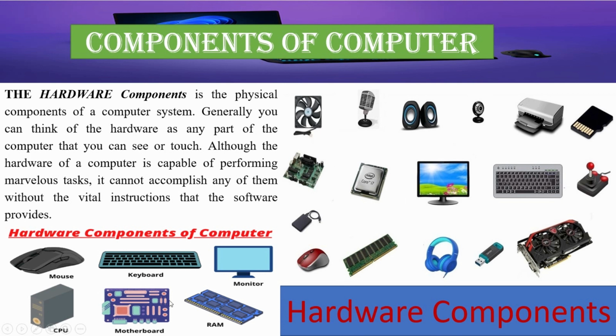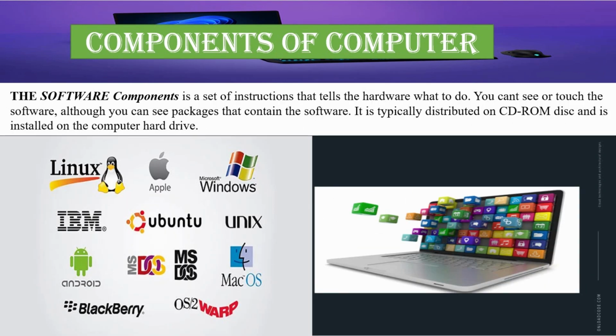These are examples of hardware components of a computer: the monitor, the CPU, the mouse, the motherboard, and anything that you can physically see and touch in a computer. The second most important component of a computer is the software component.